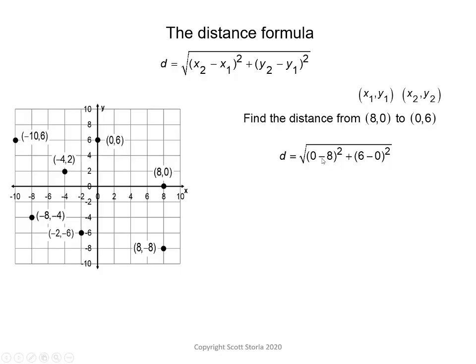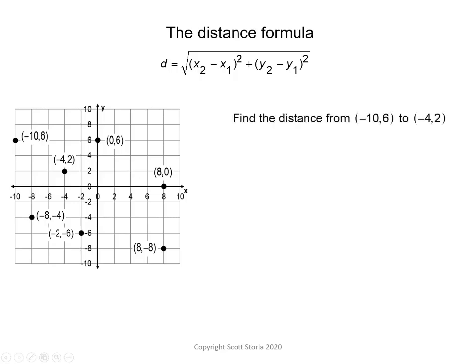Now that I've filled in values for x1, y1 and x2, y2, I can just follow the order of operations. I have to do what's in parentheses, and so I subtract. And then I have to square before I add. And then I add. And last, I take the square root of 100, which is 10. And so that's the distance from this point to this point. It's your turn now. Can you find the distance from this point to this point?